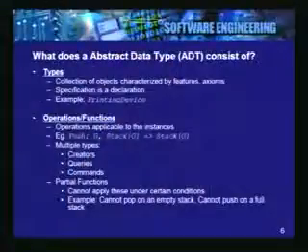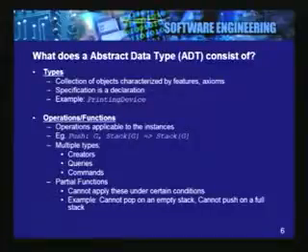The first element of the ADT, as shown on the slide, is the collection of objects that are characterized by features and axioms, or the type of the object. For example, if it is a print server, then you will say that the type here is a print server. If it were a stack, then the type would be a stack. If it were a list, then it would be a list.